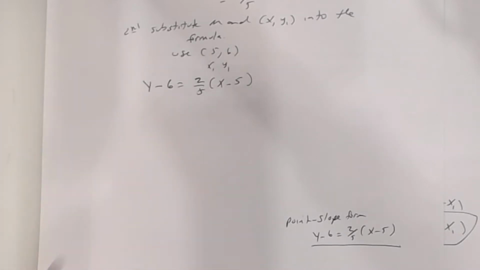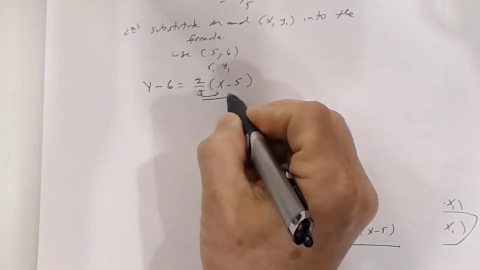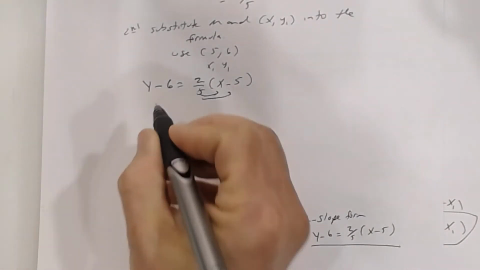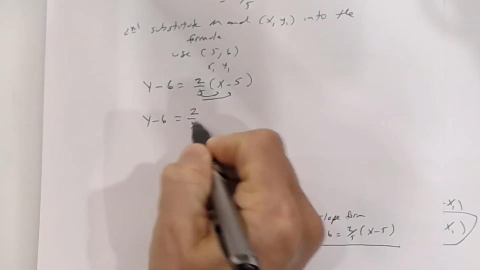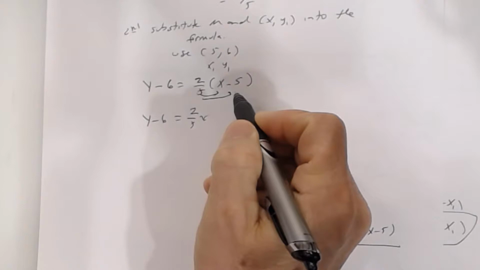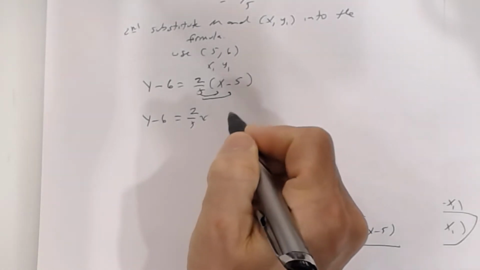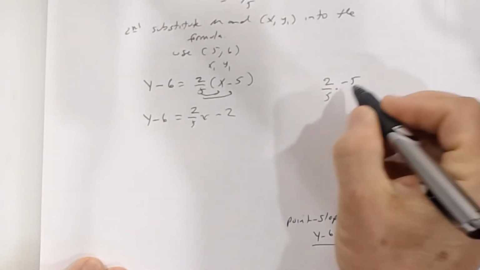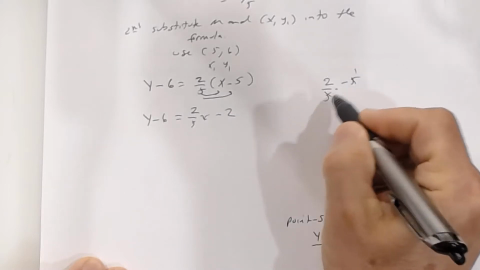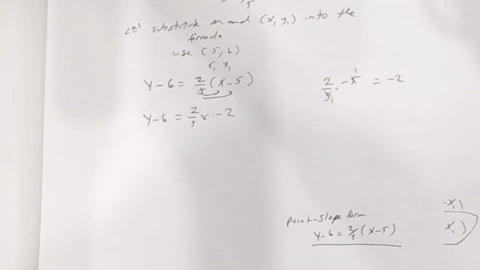All right, now let's write this in slope-intercept form. Remember, slope-intercept form is where you get what variable by itself? Y. So what I'm going to do is go ahead and distribute the 2/5. And so I get y minus 6 equals, what's 2/5 times x? What's 2/5 times a negative 5? Negative 2, very good. So 2/5 times a negative 5, the 5's divide out, and you're left with 2 times a negative 1, which is a negative 2.